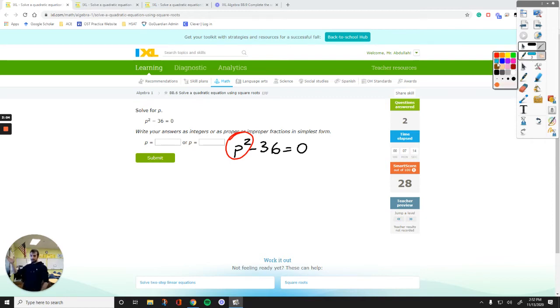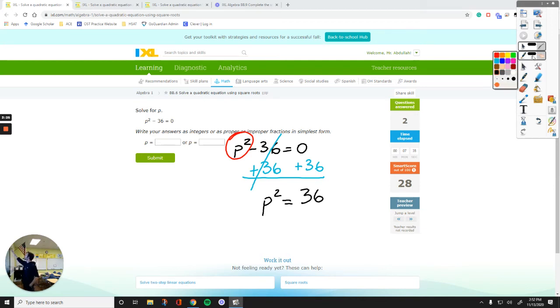So it's subtracted, and I want to get rid of that subtraction. I need to do the opposite to each side. So plus 36 on each side, and then I got to bring down whatever I have on the left side. P squared goes to the left, equals 0 plus 36 equals 36.